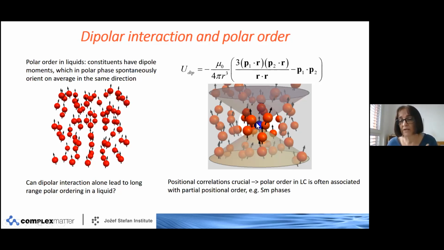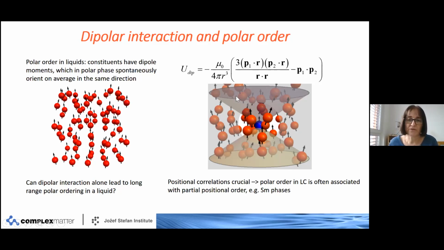This field is a sum of dipolar fields of all other constituents, and the dipolar interaction has two main characteristics. One is that it very strongly decreases with the distance as 1 over the distance to the power of 3, which means that the nearest neighbors will mainly contribute to the field at the position of the constituent we are looking at. And the second property is that it's highly anisotropic.